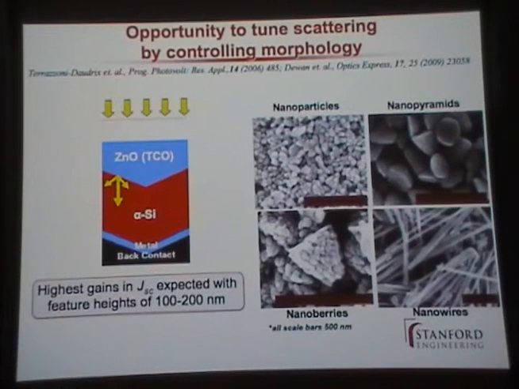This is the work that we did with Dietmar Knipp, where he had a calculation that showed that you actually get fairly high gains in JSC. In this case, he calculated an amorphous silicon cell because he wanted a very well-controlled system, if you have features on the order of 100, 200 nanometers high. And if you look, the scale bar is 500 nanometers, so we actually have exactly that feature size.